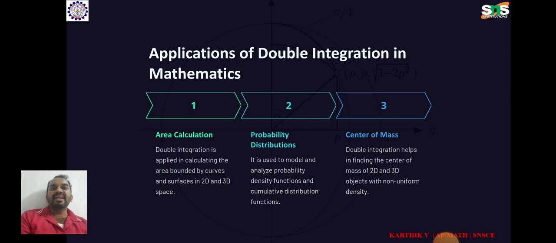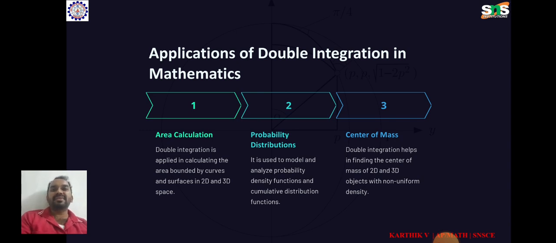Vector calculus. In vector calculus, double integration arises in the context of line or surface integrals. For example, in electromagnetic theory, double integration is used to calculate the electric and magnetic flux through surfaces. Differential equations. Double integration is used in solving partial differential equations, particularly in problems involving boundary value problems as well as initial value problems.